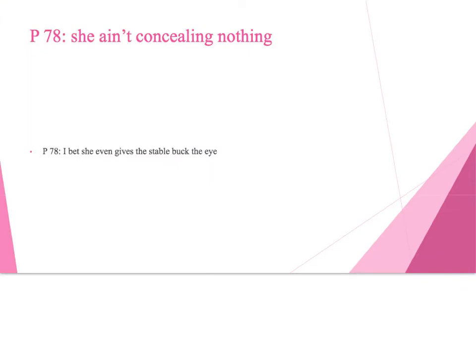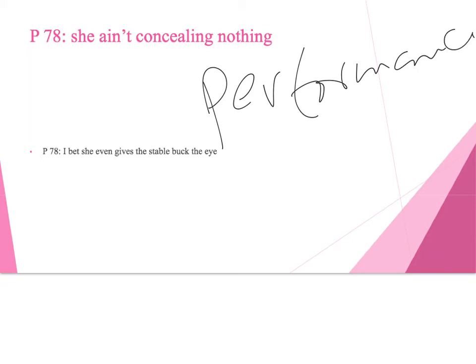He refers to the fact that she ain't concealing nothing, and that idea that everything about her is show, is performance, everything's on show. He's thinking about her sexuality, he's thinking about her physical presence, and when he says that she ain't concealing nothing, the use of the double negative there really suggests that everything is a performance, because she knows that's the only thing that's going to get her attention. And then he goes further by saying, "I bet she even gives the stable buck the eye."